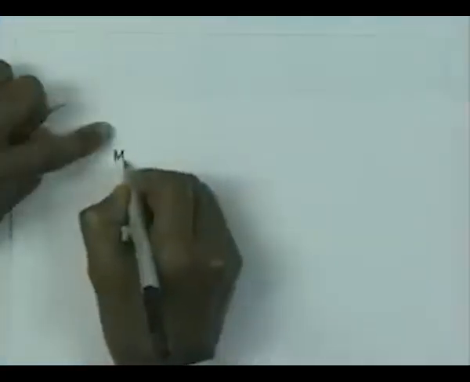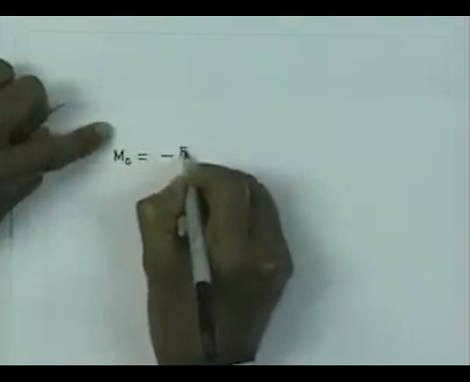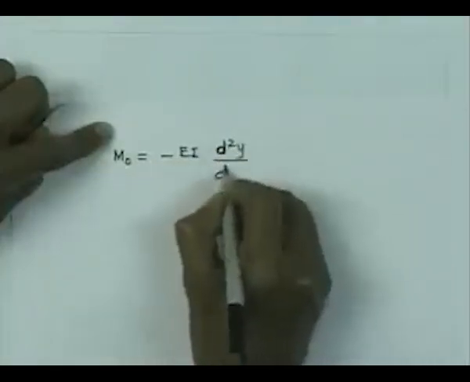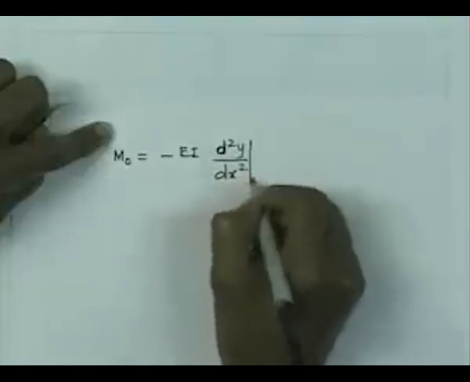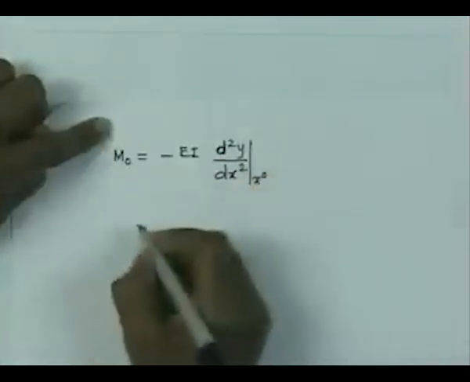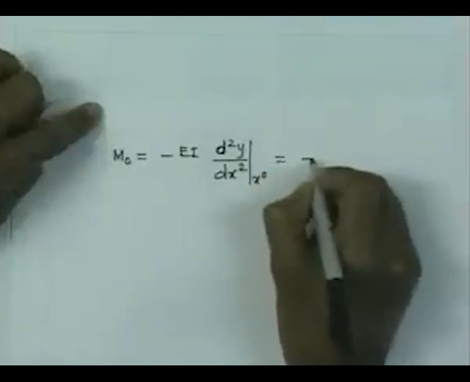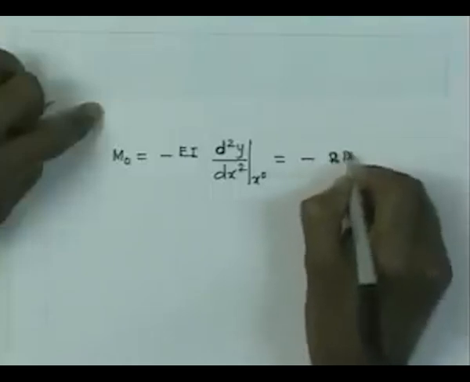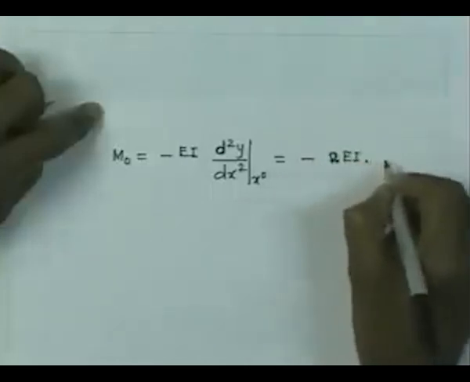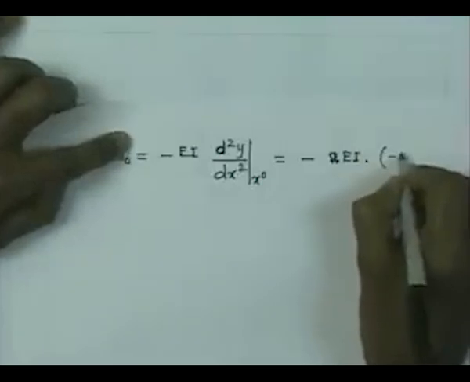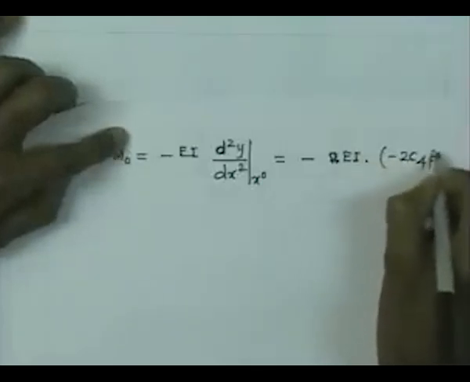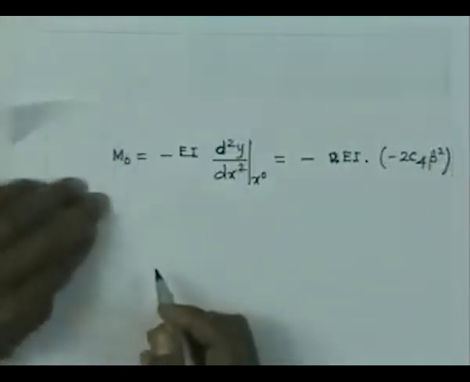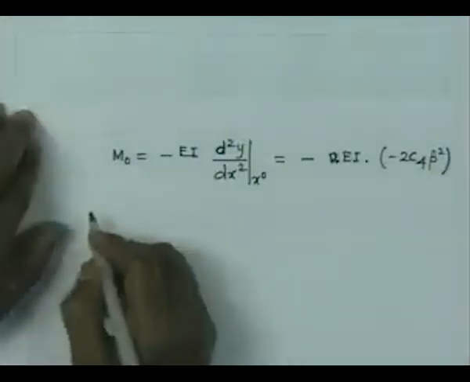M0 is equal to minus EI d2y by dx square at x equal to 0, and therefore, now we can write that is equal to minus EI into minus twice C4 beta square. So, we will get C4 in terms of M0.